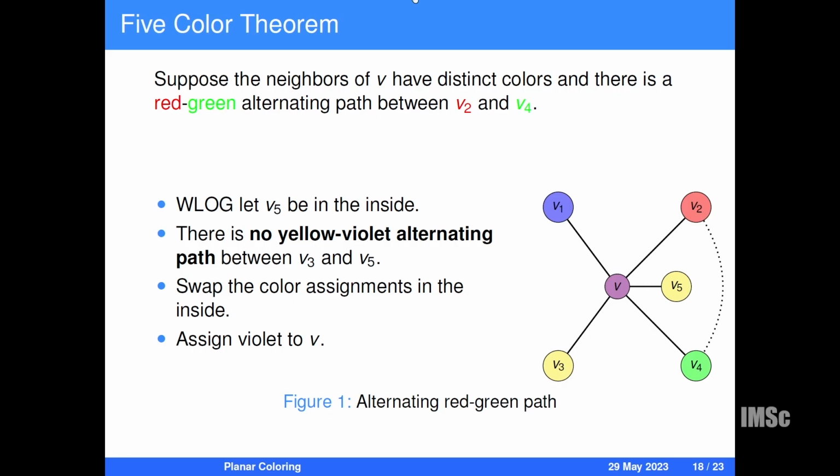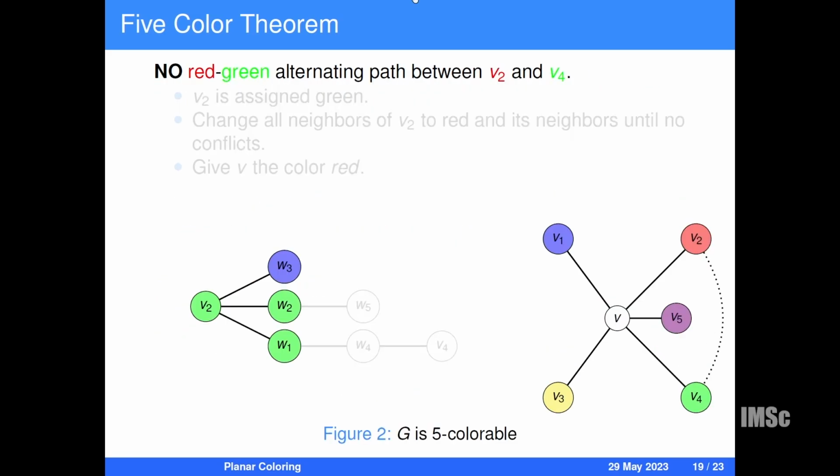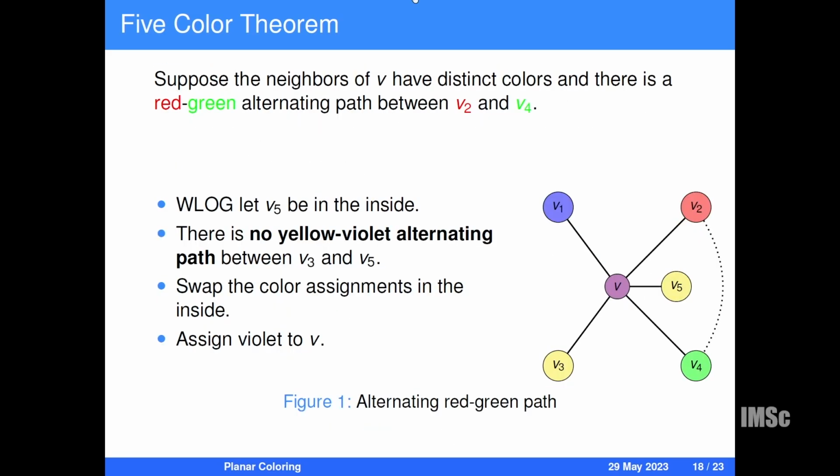Now let's go to the other case. The other case is, there is no red-green alternating path. Maybe I'll give you a minute to think on what should be the next step. What happens if there is no red-green alternating path?